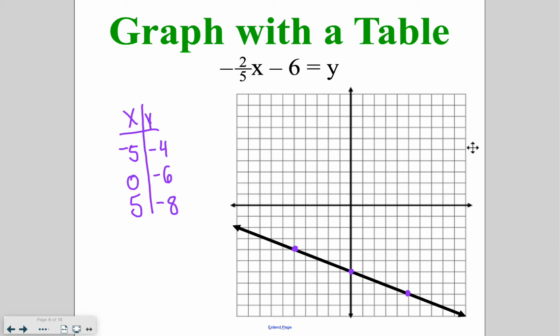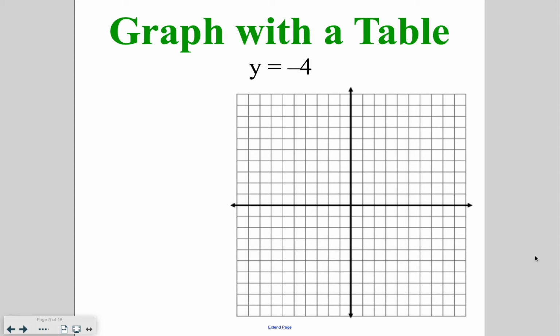So this time we use -5, 0, and 5 because our denominator is 5, so we want things that can be divided by 5. When you do that, you're going to get the points of -5, -4, 0, -6, and 5, -8, which gives you that straight line with the arrows on the end.